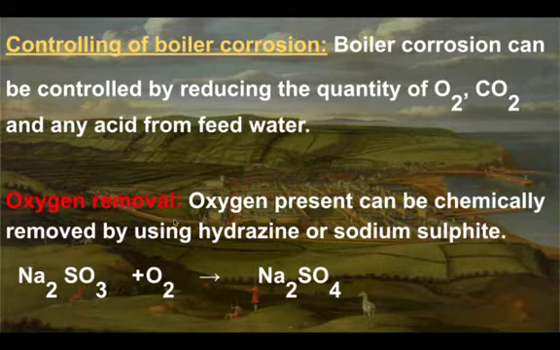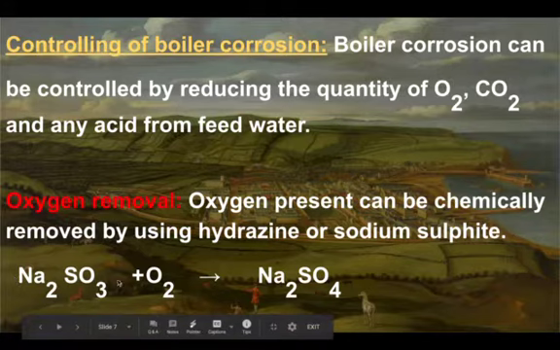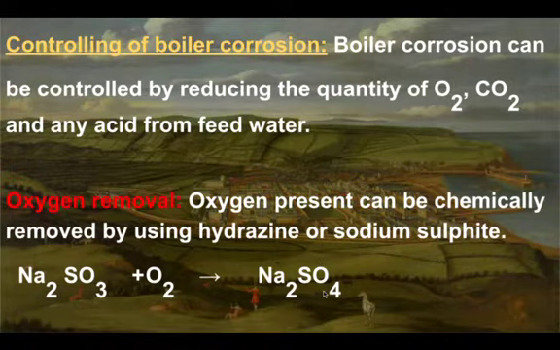First, we'll see oxygen removal. Oxygen present can be chemically removed by using hydrazine or sodium sulfite. When you treat the boiler feed water with sodium sulfite, what happens? Sodium sulfite will combine with oxygen and get converted to the corresponding sulfate, that is sodium sulfate. Thus, the amount of dissolved oxygen in the boiler feed water can be removed or reduced to a considerable extent.